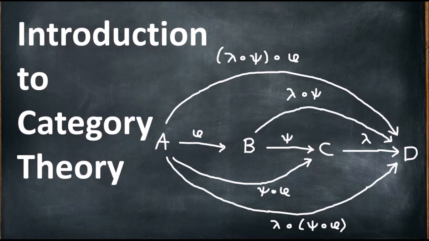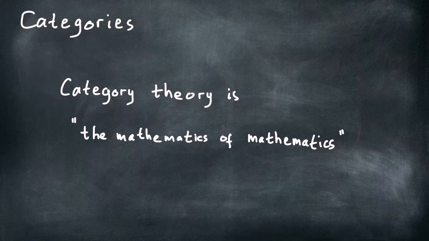Chapter 2 of Mathematical Physics book by Robert Geroch, Categories. What is category theory? Category theory is a general theory of mathematical structures. So we can say that category theory is the mathematics of mathematics.